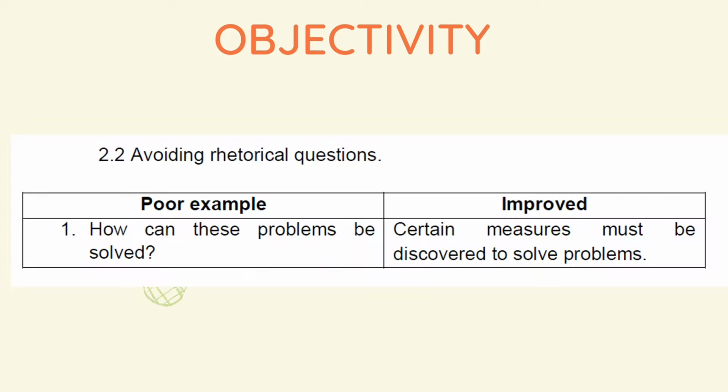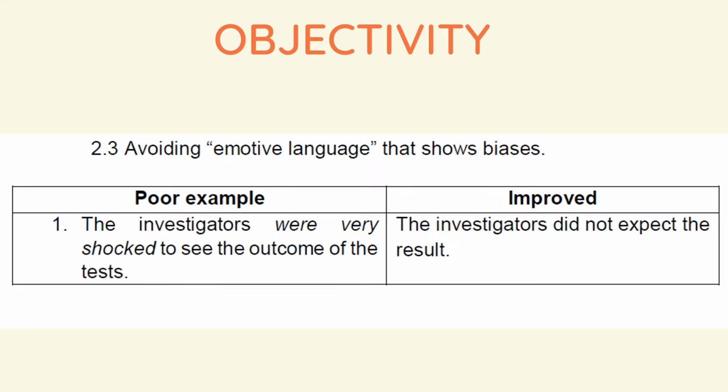The second one, avoiding rhetorical questions. The poor example is, how can these problems be solved? The improved version: certain measures must be discovered to solve problems. The third one, avoiding emotive language that shows biases. The poor example is, the investigators were very shocked to see the outcome of the test. The improved version: the investigators did not expect the result.